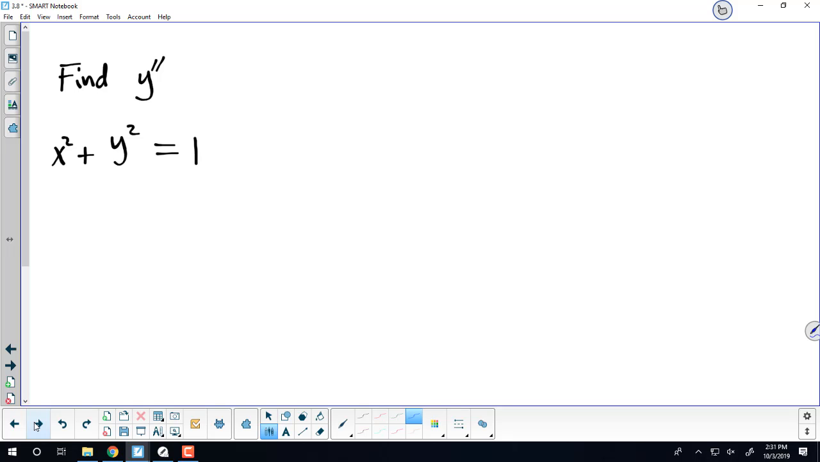All right, so we can also use this method to find second, third, fourth derivatives, etc. The thing with higher order derivatives when we use implicit differentiation is typically you're going to reference the first derivative, and you could reference the original equation to simplify that. So we saw that the first derivative was negative x over y.